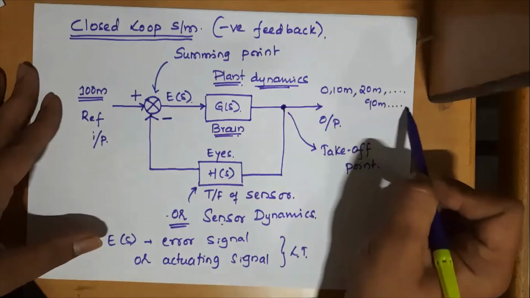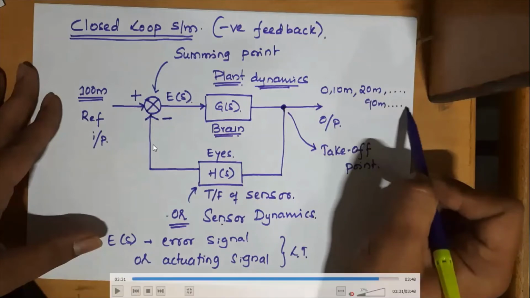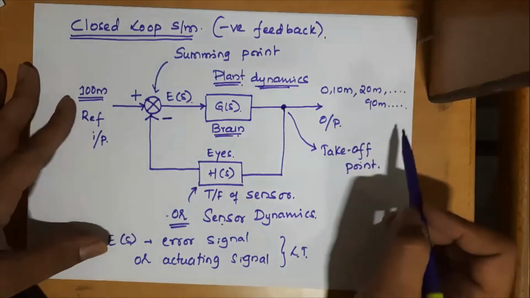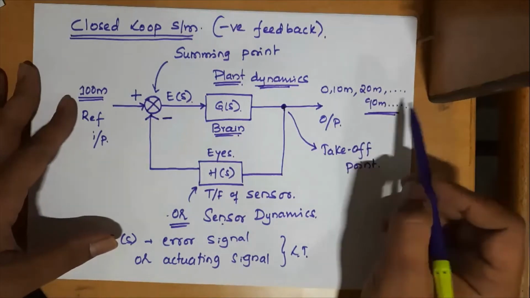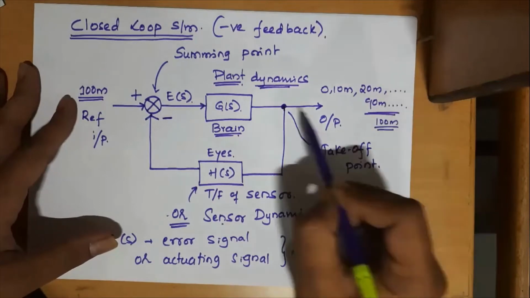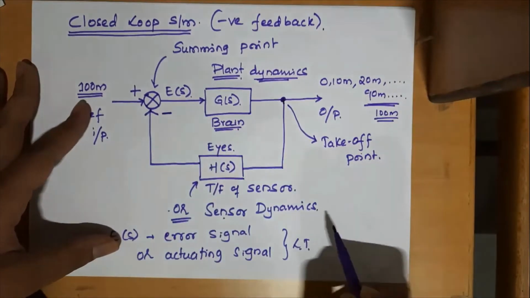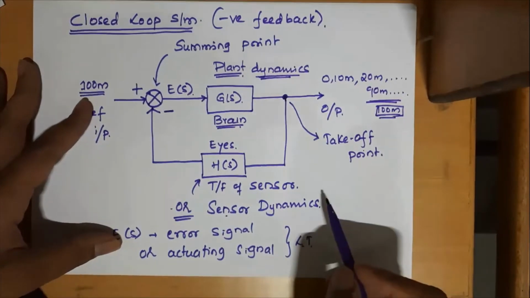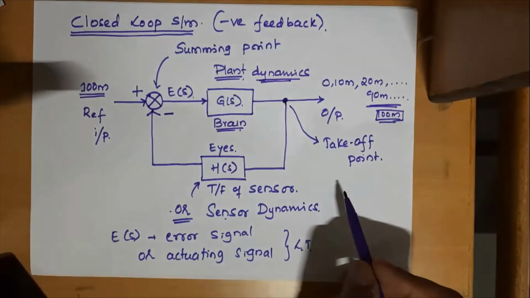And at 90 meters, suppose you travel 90 meters, then your senses will send that you have traveled 90 meters. So the error is 10 meters, the error is less. So the actuating signal, say the magnitude or the power of the actuating signal, as you reach nearer to the reference point, goes on reducing. And finally, when you reach the target, your error will become 0, and you will stop at that particular point, saying the target is reached. Fine. So this is how a closed loop system works.